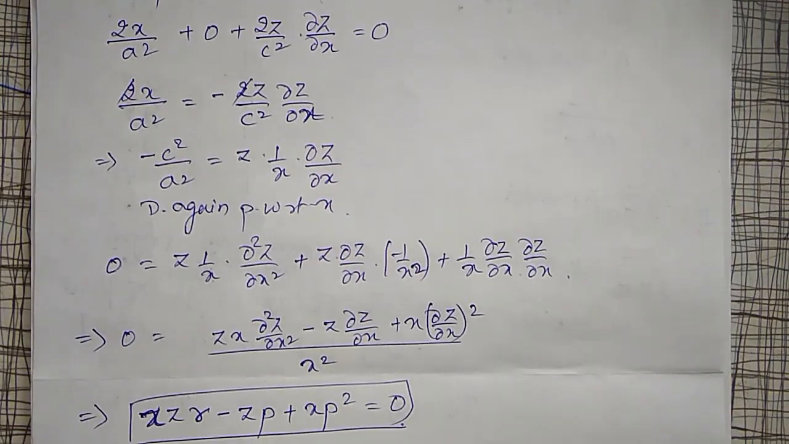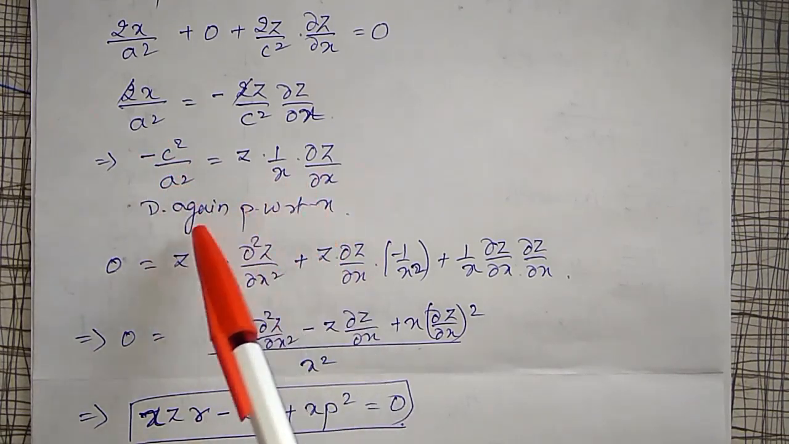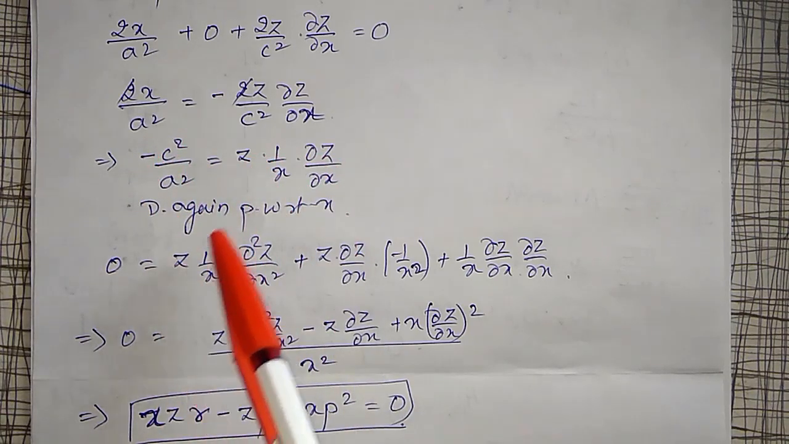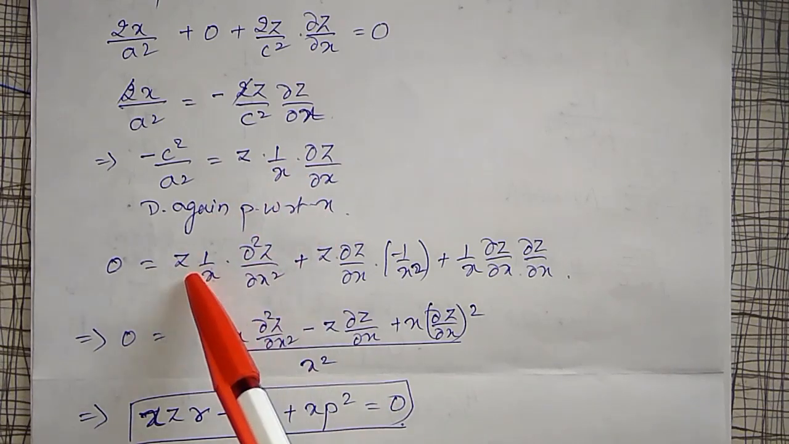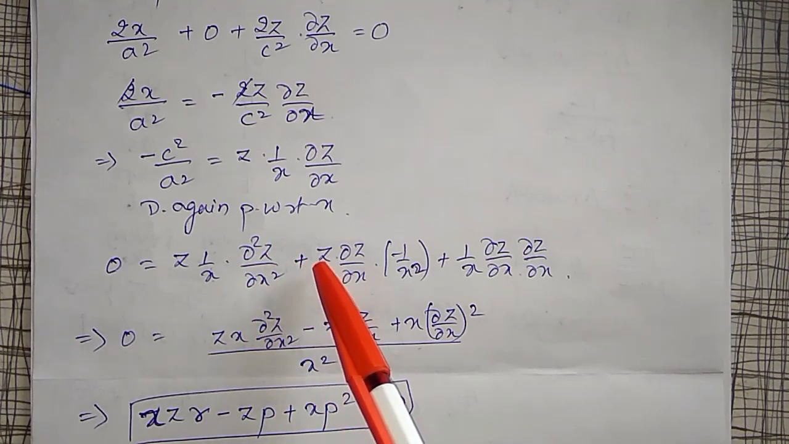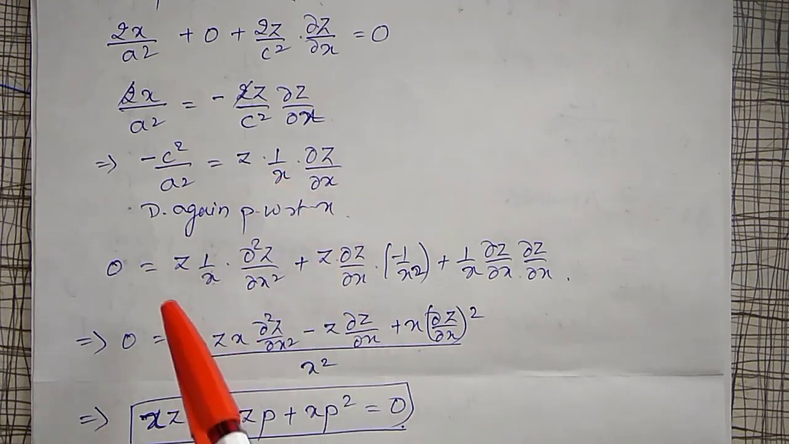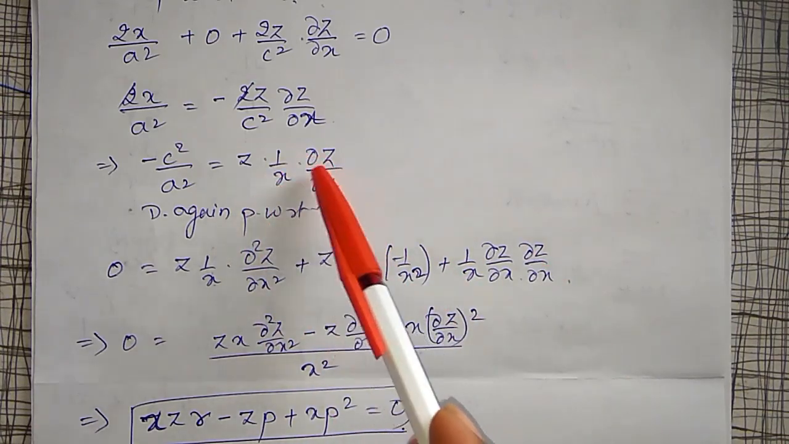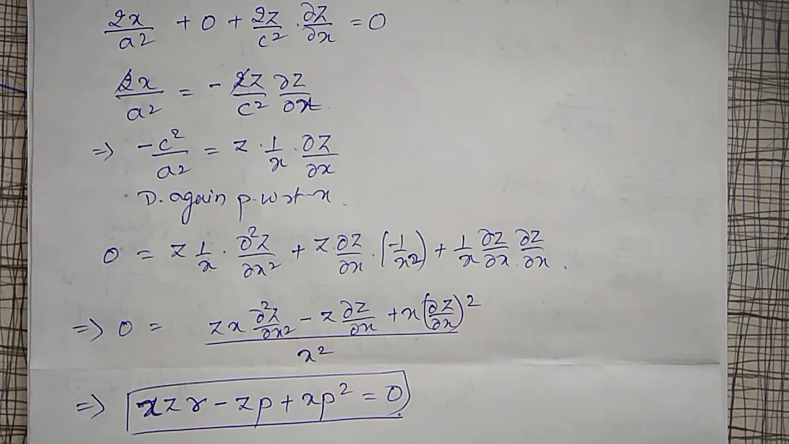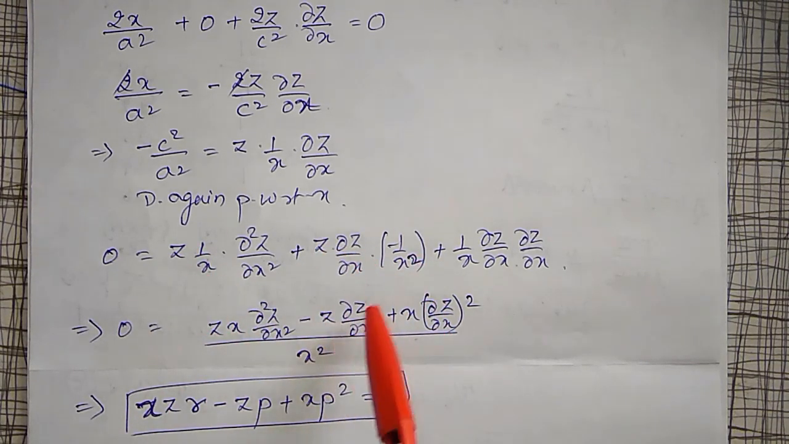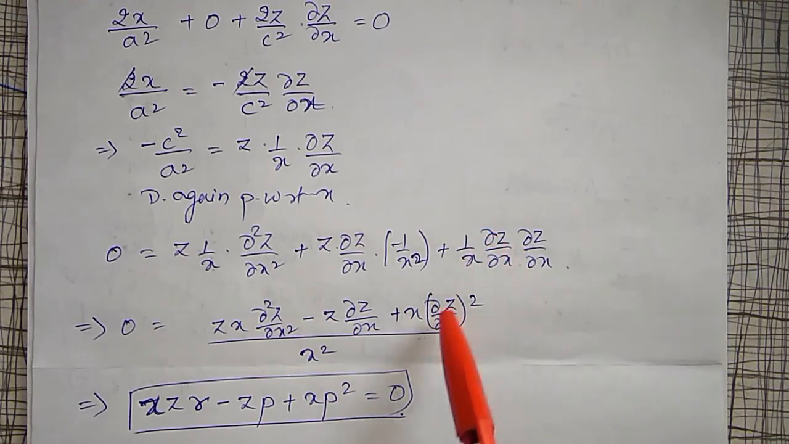Differentiating again, here it is not possible to eliminate c square by a square. Therefore, differentiating again with respect to x, the left hand side is 0, and taking the three terms: z into 1 by x as it is, differentiation of dou z by dou x will become dou square z by dou x square, plus z into dou z by dou x as it is, differential of 1 by x is minus 1 by x square, plus 1 by x into dou z by dou x as it is, differential of z will become dou z by dou x again, which is equal to, taking LCM as x square, multiply by x here where only one x is there, and here x square is the LCM.